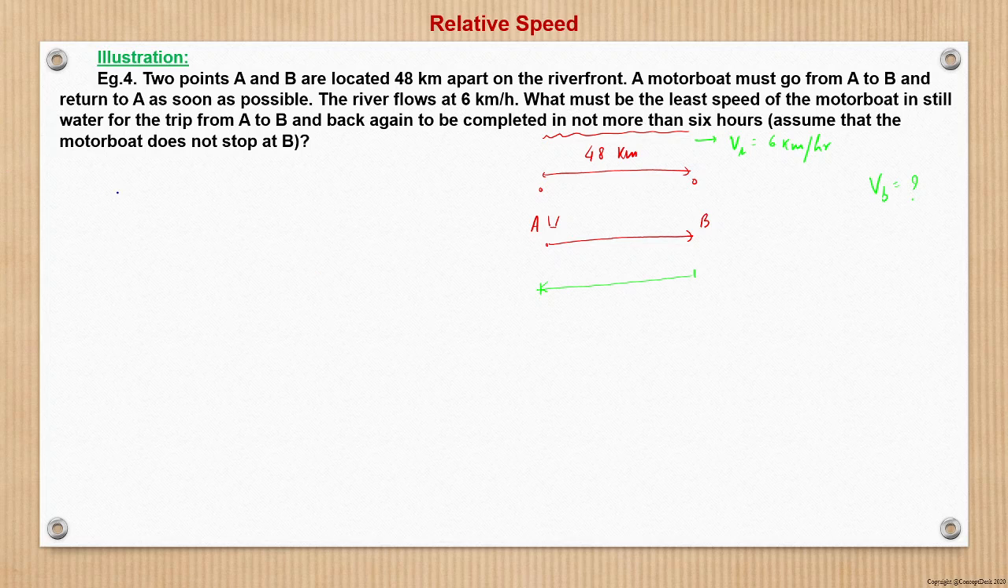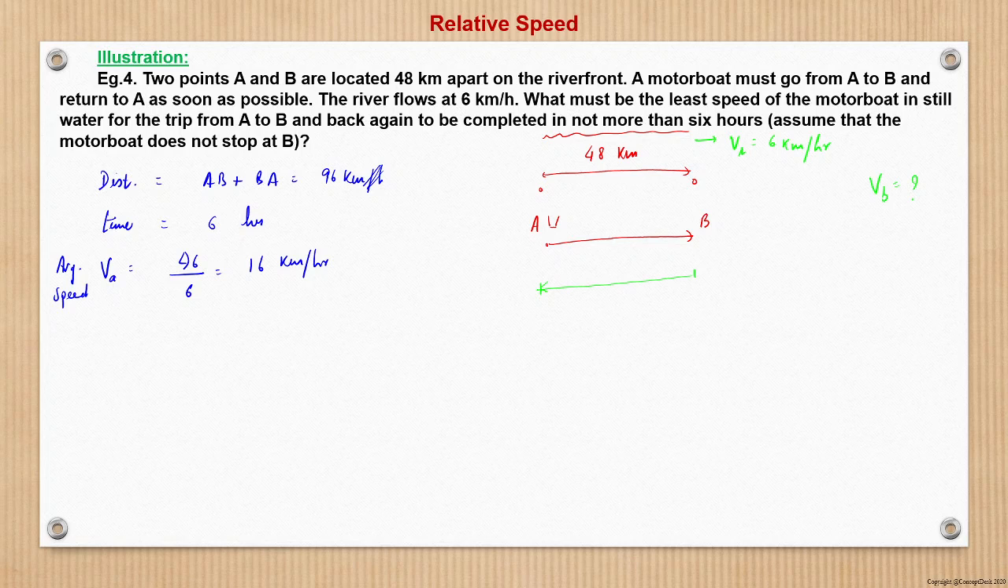Maximum in 6 hours. So the total distance to be covered, AB plus BA, is nothing but 96 kilometer, and the time permitted is 6 hours. So can we say the distance and time are given? So the average speed, VA, is distance upon time. So 96 by 6 is 16 kilometer per hour. So this average speed is given.